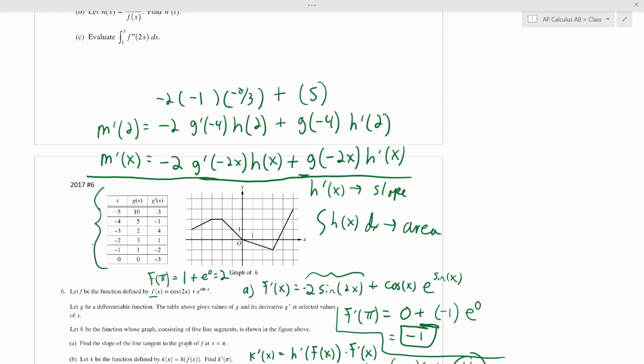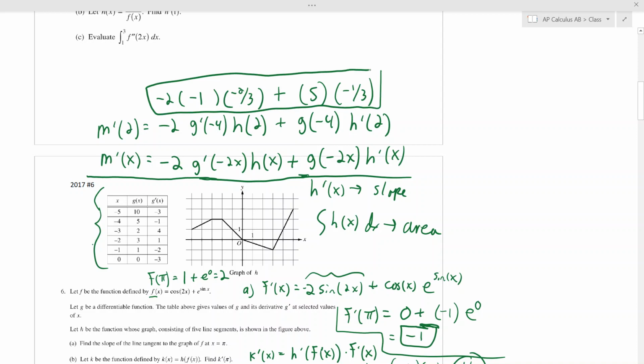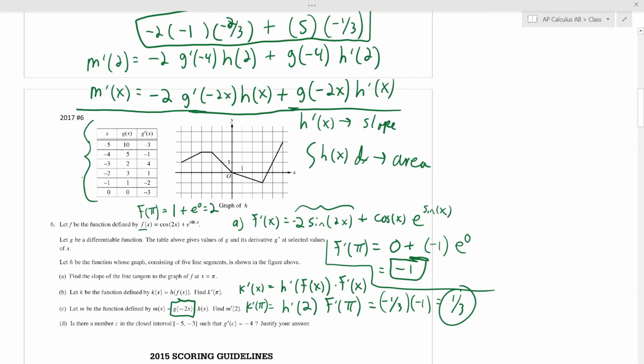But H prime of 2 is already found. That's the slope there, which is negative 1/3. And like we said, on the AP test you can leave your answer just like that, and if I were you, I would, as long as it's all arithmetic. Okay? And then part D. Is there a number C in this interval such that G prime of C equals negative 4?